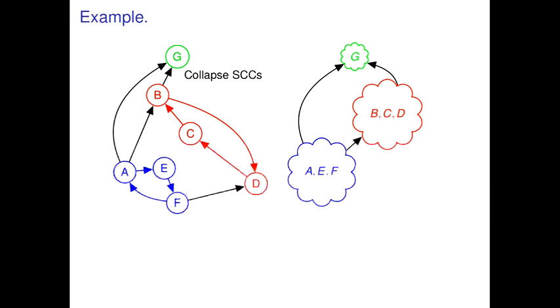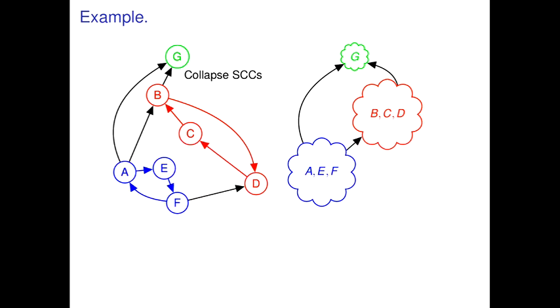And if there's any arc from BCD to G, I put an arc from BCD to G. Okay? If I see any arc from AEF to BCD, I put an arc from AEF to BCD. If I see any arc from BCD to AEF, I put in that arc back. But are there any arcs from BCD to AEF? No, so I don't put an arc there. Okay? Do you notice something about this graph?